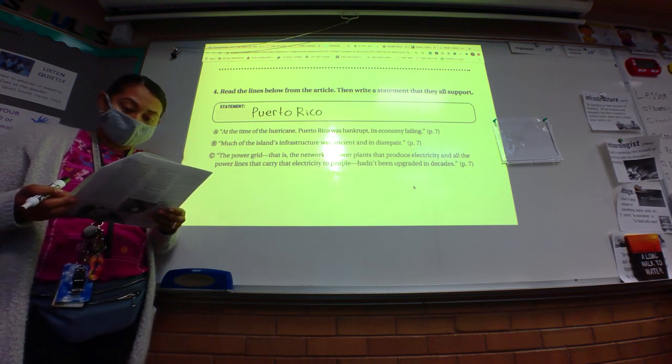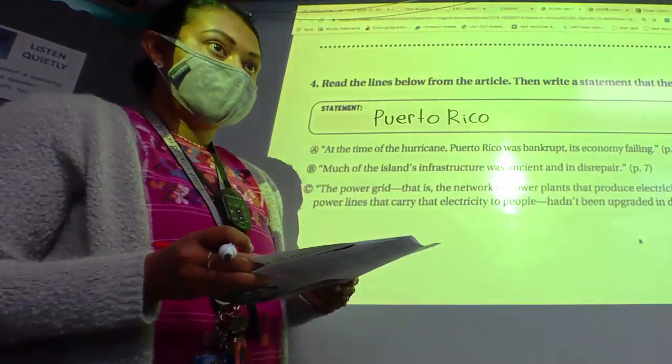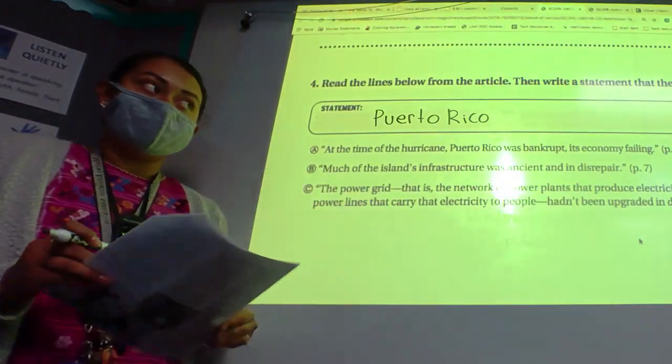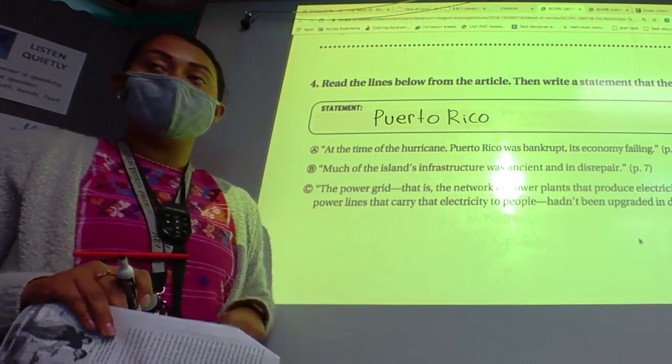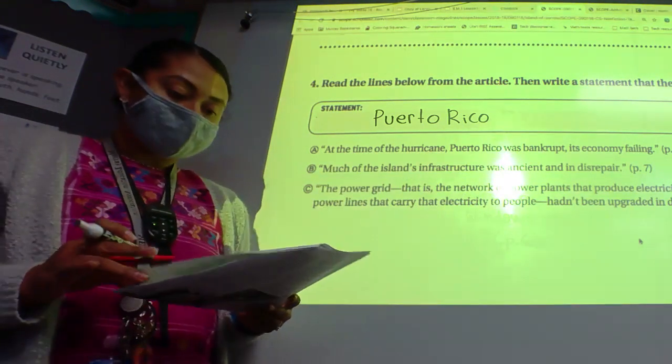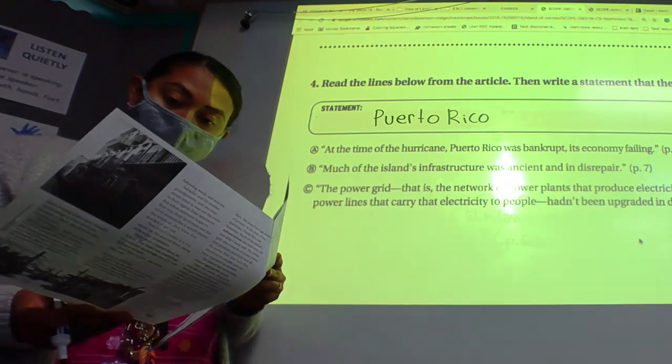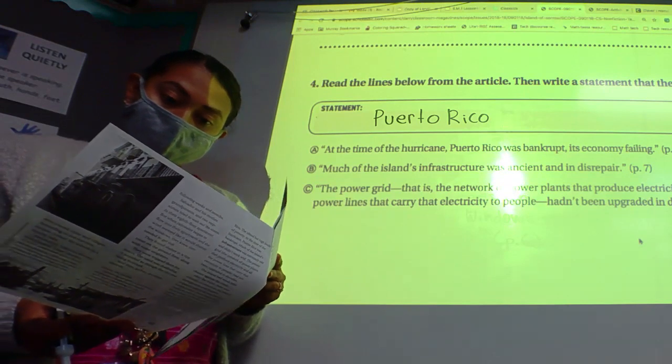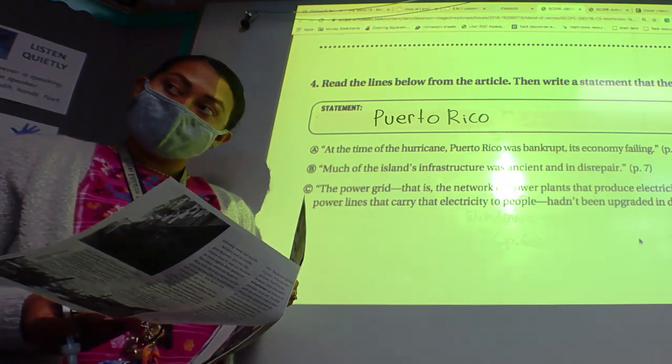Okay, Puerto Rico, what about it? That bad stuff happened in the hurricane. It didn't happen in the hurricane. These things were already happening before the hurricane. Like in 2018. And it happened in, you know, like what's an economy?